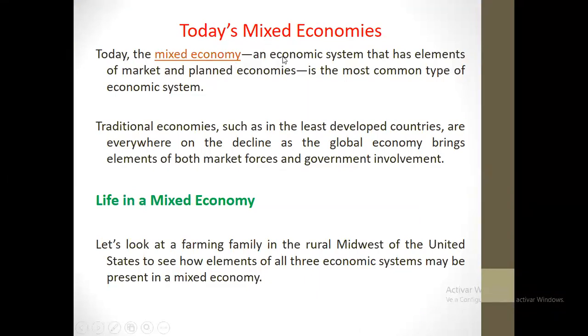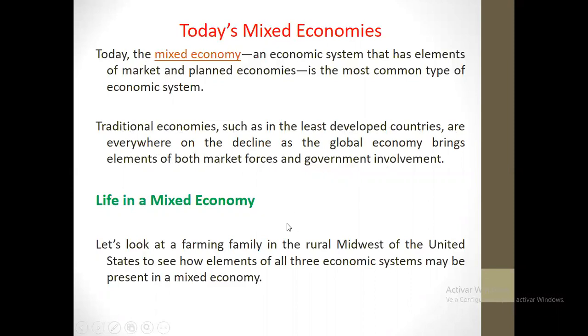Today, mixed economy, an economic system that has elements of market and planned economies. It's the most common type of economic system. It's the most common, es lo más común de los sistemas económicos, okay? Traditional economies such as the largest developed countries are everywhere on the decline, están decayendo, as the global economy brings elements of both market forces and government involvement.